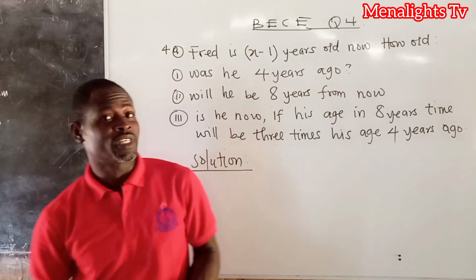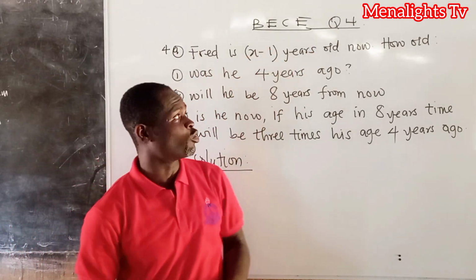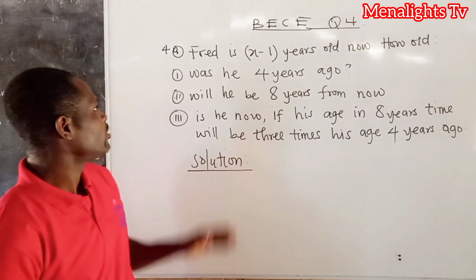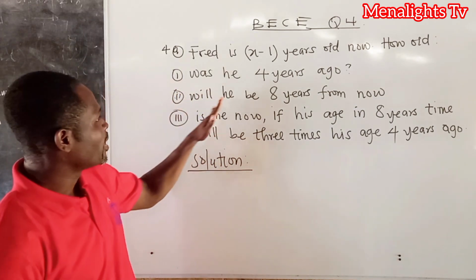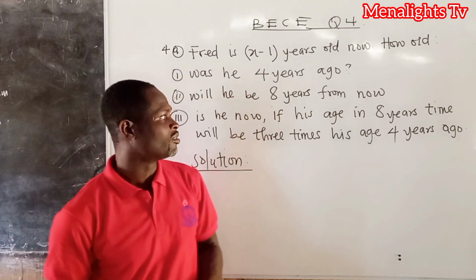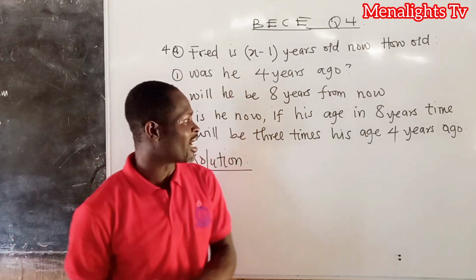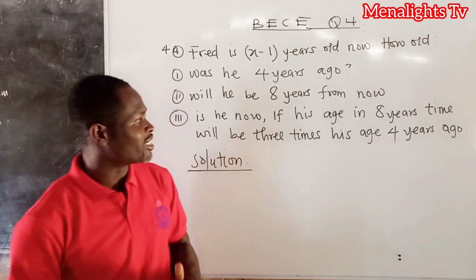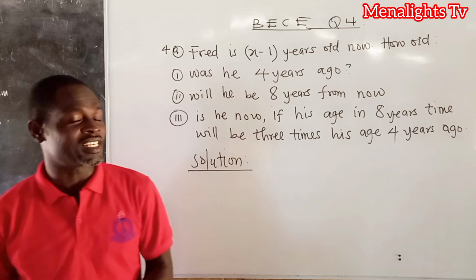Now let's look at this basic question. Question number 4. Fred is x minus 1 years old now. How old was he 4 years ago? That's the first one. How old will he be 8 years from now? Then the last one: how old is he now, if in 8 years' time he will be 3 times his age 4 years ago? So we now take it one by one and see how best we can go about it.